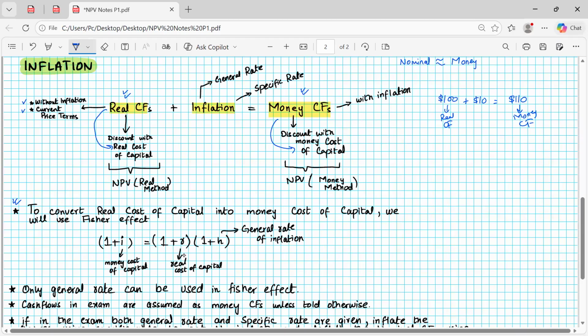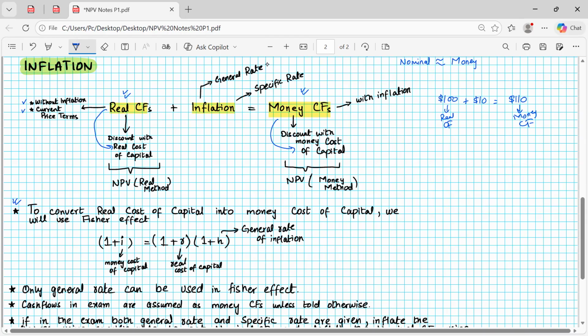So 1 plus i is equal to 1 plus r times 1 plus h, where i means money cost of capital, r means real cost of capital, and h means general rate of inflation. So if you are provided with the real cost of capital and the general rate of inflation, you can work out the money cost of capital.